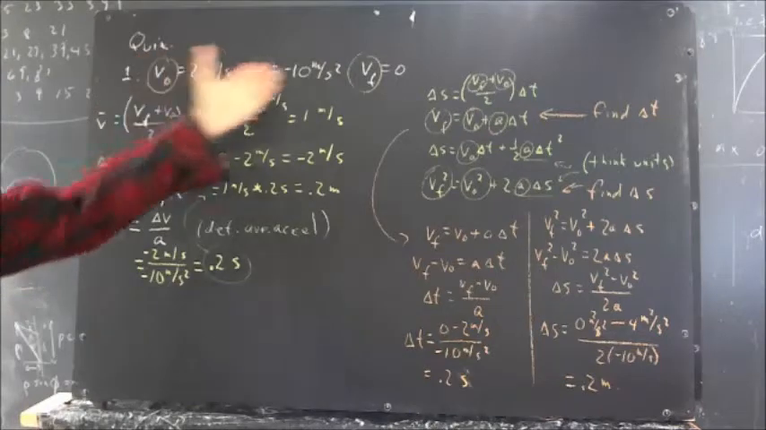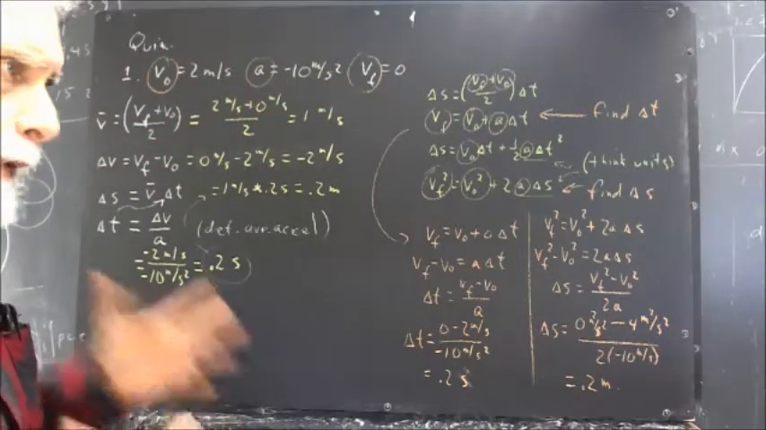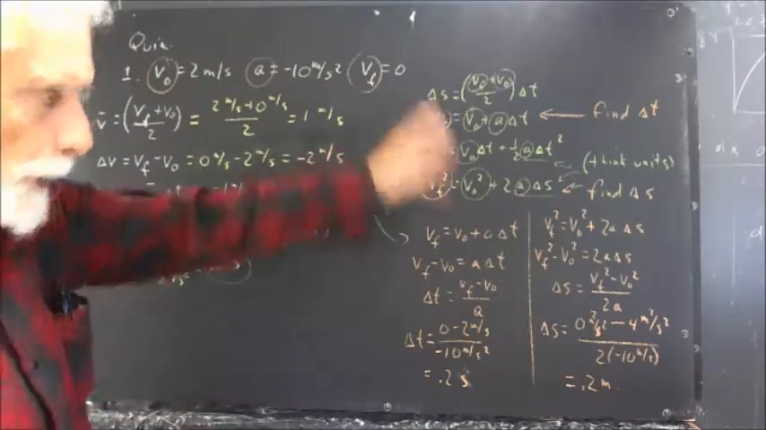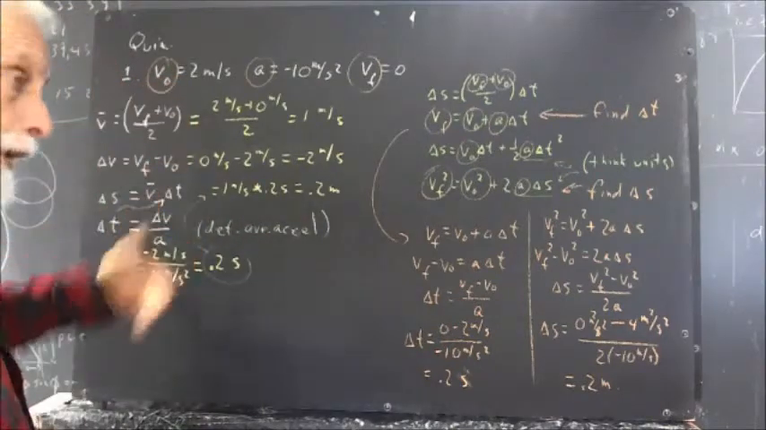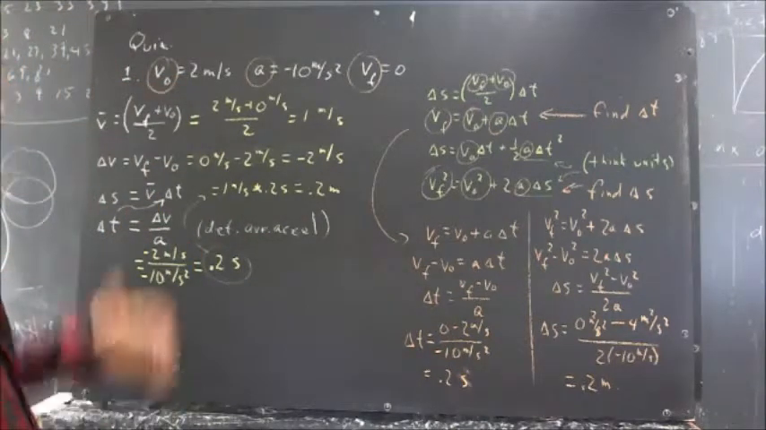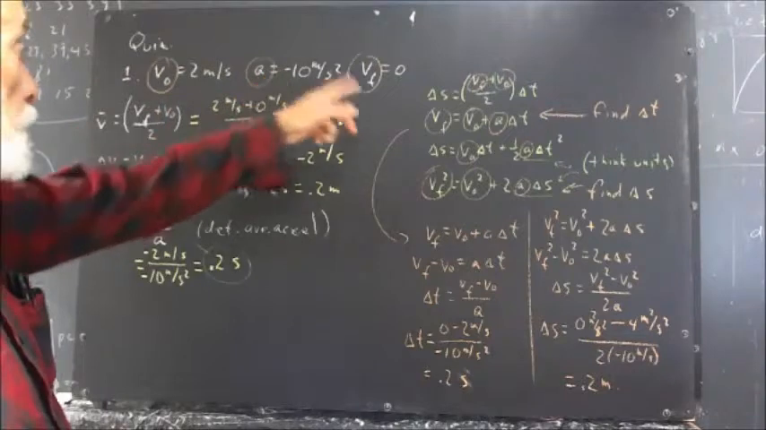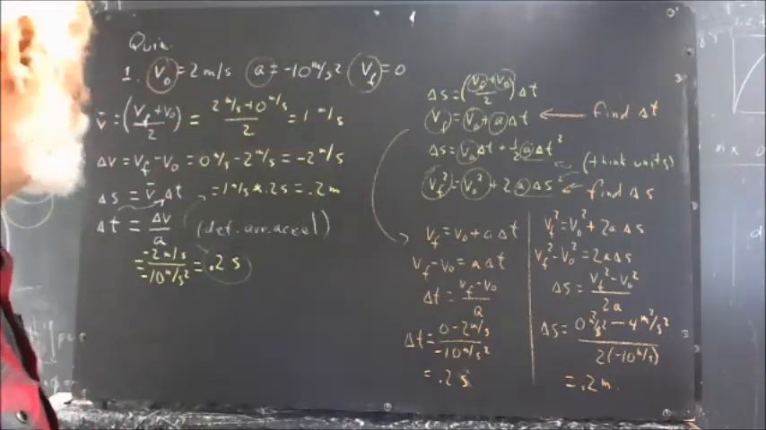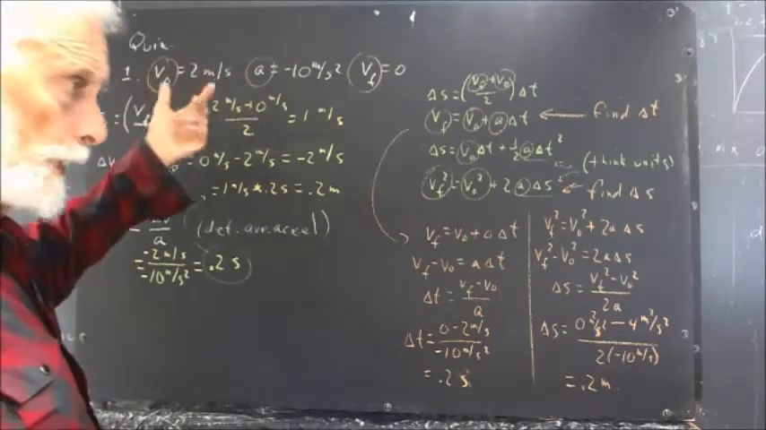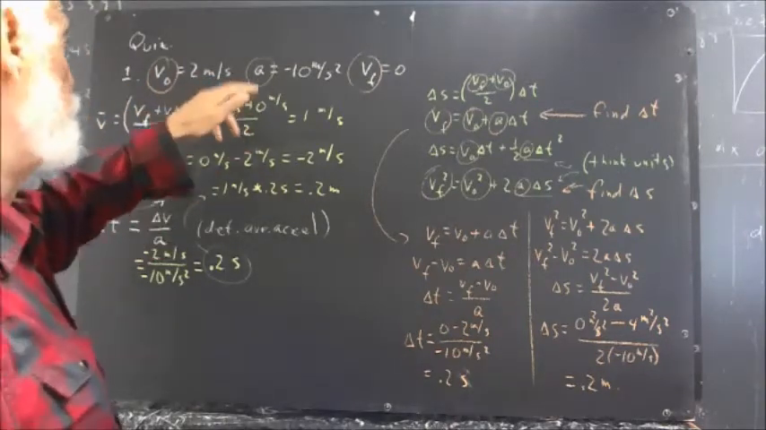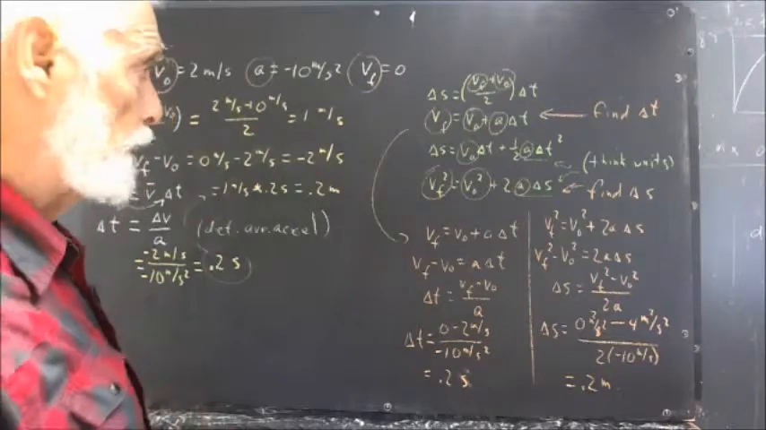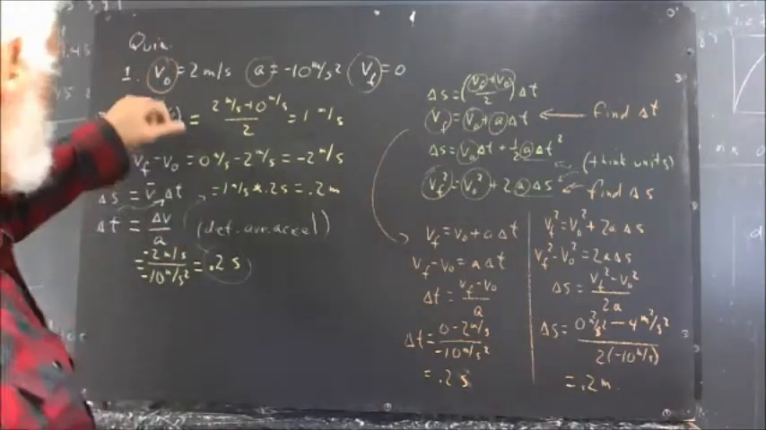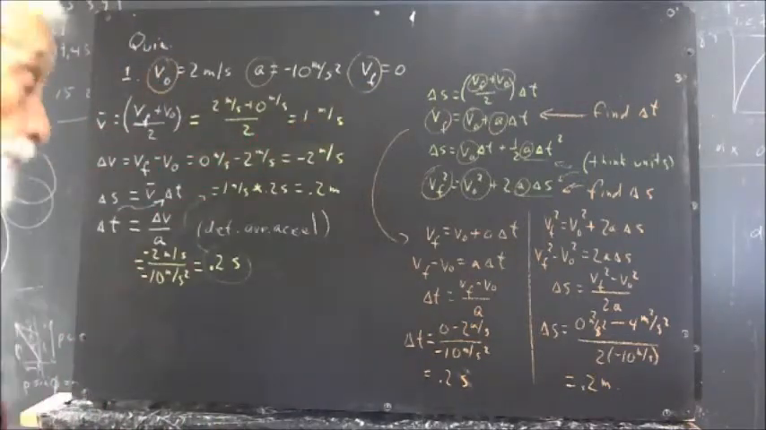Okay, so what can we determine from this? Well, we don't need the equations of motion, although I use them over here. I'm going to reason it out without the equations of motion. What can we get from two of these quantities: initial velocity, acceleration, and final velocity? Initial velocity and acceleration doesn't tell us anything. Acceleration and final velocity doesn't tell us anything, but initial and final velocity does.